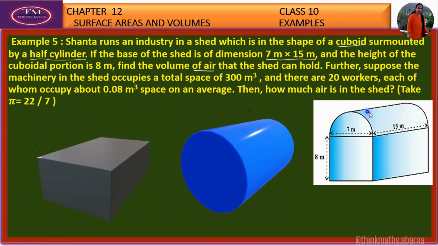Okay, children. Already we found the length as 15 meter, breadth as 7 meter and the height as 8 meter for the cuboid which is in the base, and on top we have the half cylinder. So diameter of this half cylinder will be equal to the breadth of the cuboid which is 7 meter. So we found out all the values. Now we have to start the solution.